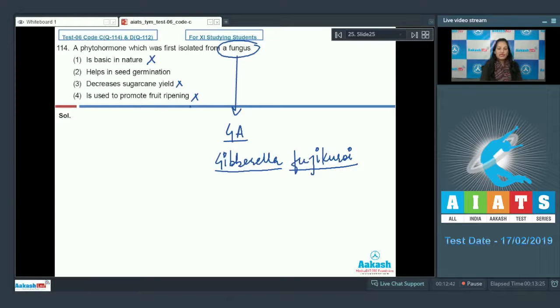They help in seed germination. Yes, gibberellins help in seed germination by synthesizing the enzymes. So, the correct option for the given question is option number 2. Let's move on to the next question.